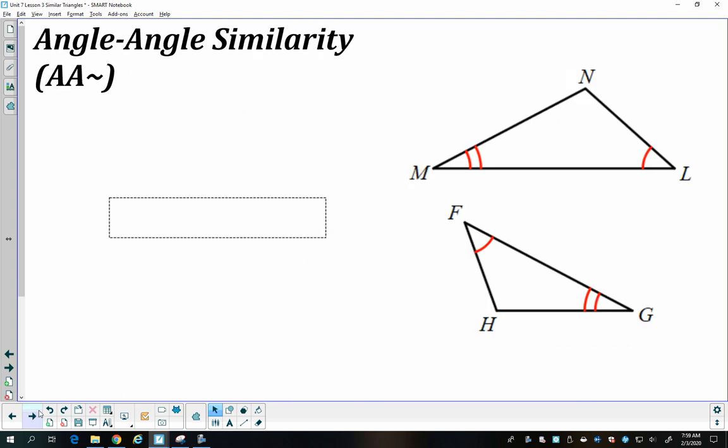We can prove two triangles are similar by knowing two pairs of corresponding angles are congruent. We don't even need to know all three, because if we know two of them are the same, then we know the third one must be the same.